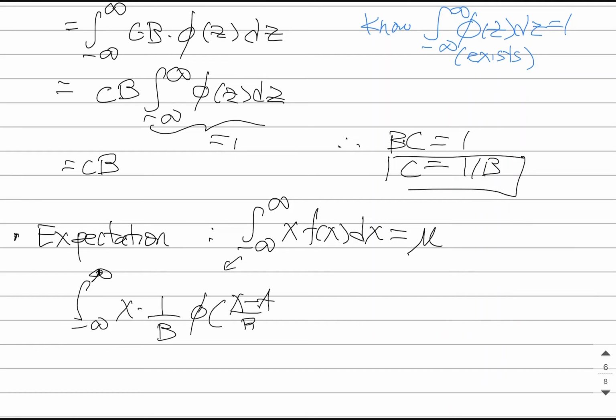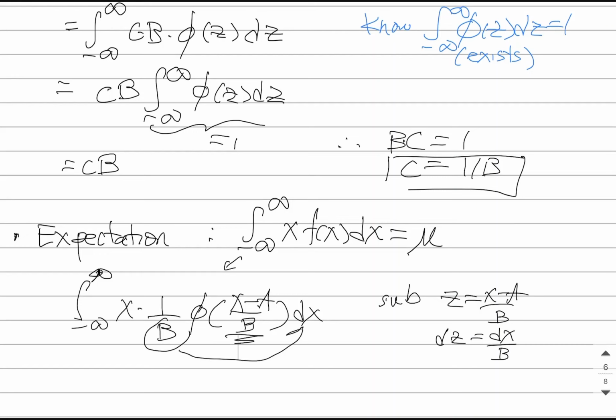And so my expression kind of looks like this. Once again, make the same substitution. z is (x minus a) over b. This is just standard stuff from integration. dz will be dx over b. This time, the dx and the b will all connect.